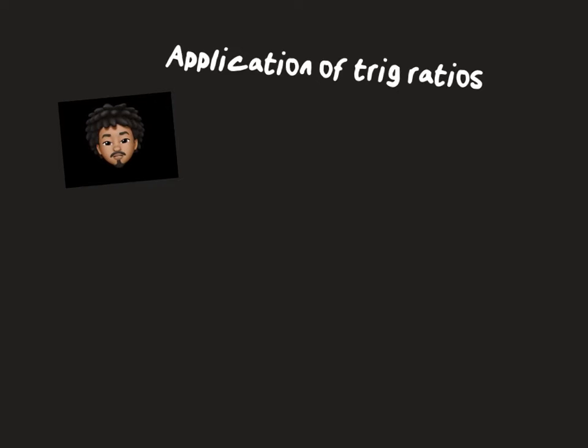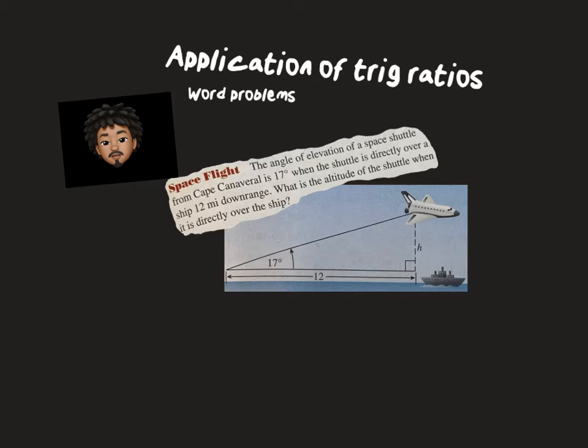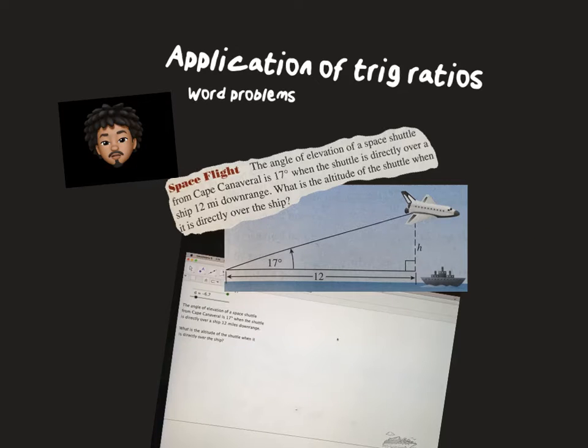Applications of trig ratios, word problems. The angle of elevation of a space shuttle from Cape Canaveral is 17 degrees when the shuttle is directly over a ship 12 miles downrange. What is the altitude of the shuttle when it is directly over the ship?